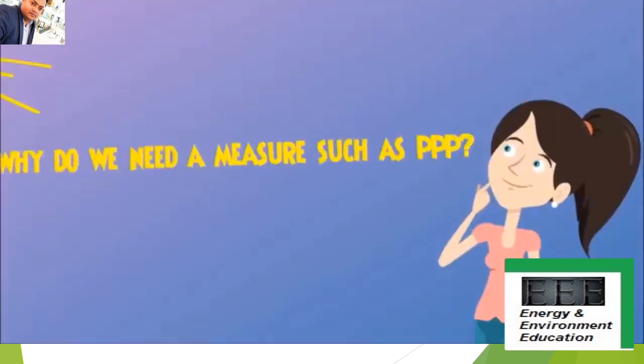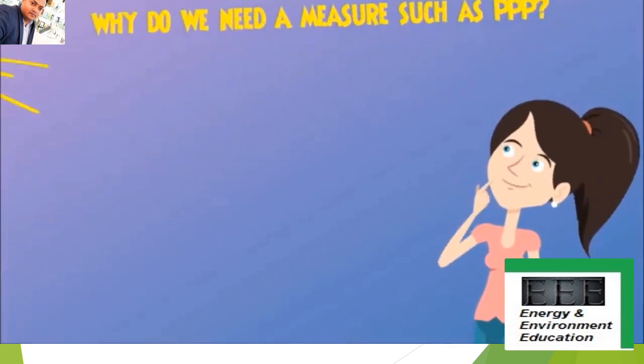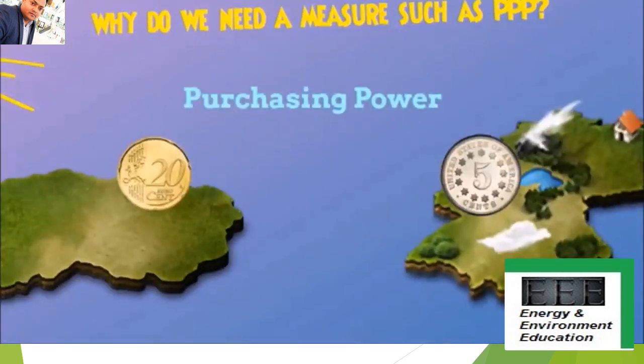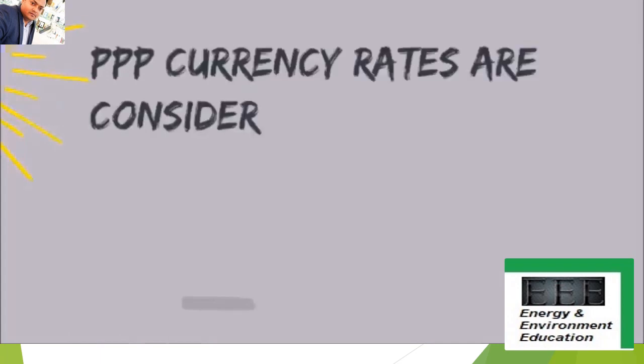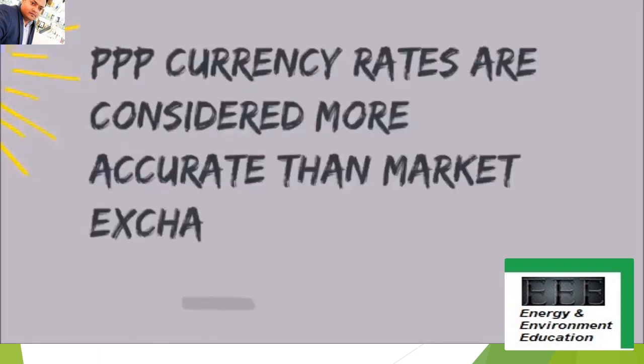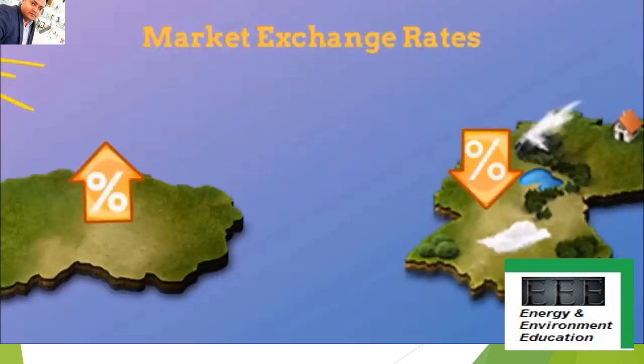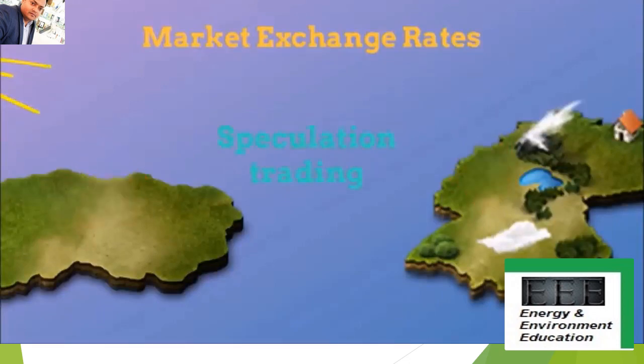Finally, why do we need a measure such as PPP? We need PPP to compare the purchasing power of different countries' currencies. PPP currency rates are considered more accurate than market exchange rates. Market exchange rates tend to be influenced by other factors such as government interventions, different interest rates, speculation trading, and hedging.